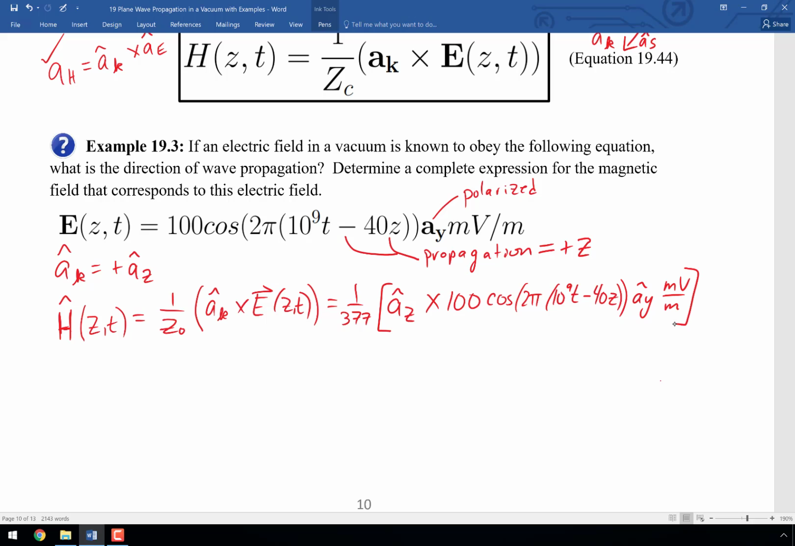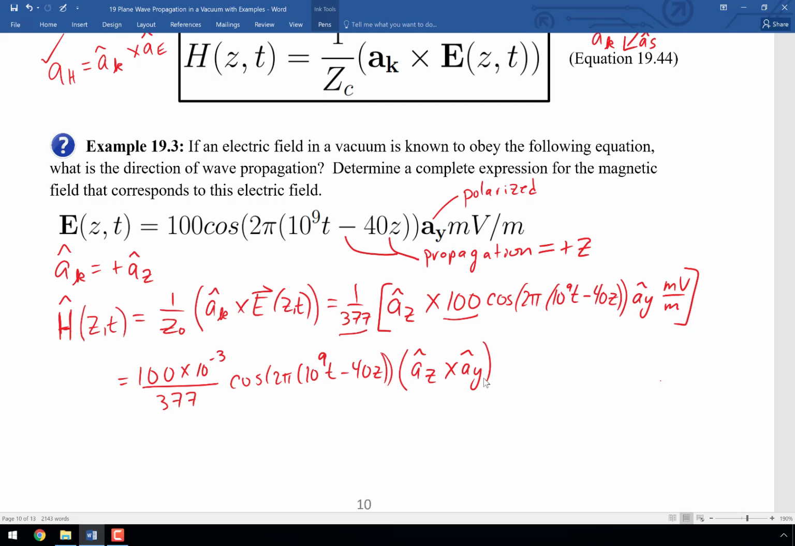And if I now take the magnitude of the electric field, which was 100, divided by 377. So this is going to be 100, and I'm going to include the milli, times 10 to the negative third, divided by 377. I can see that I'm still going to keep the cosine of 2 pi times 10 to the 9th t minus 40z. That part will always remain the same for the electric and magnetic fields. Those are always going to be equal to each other, and so we can always leave them unchanged. And then it's going to be A sub z crossed with A sub y.